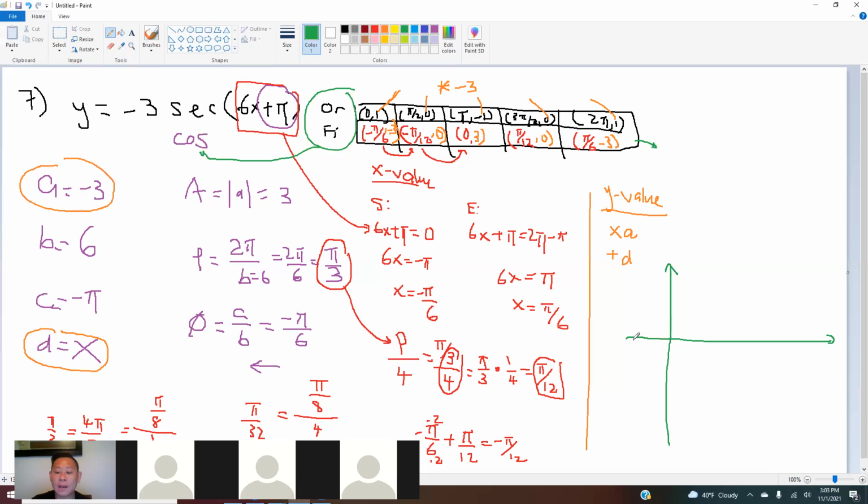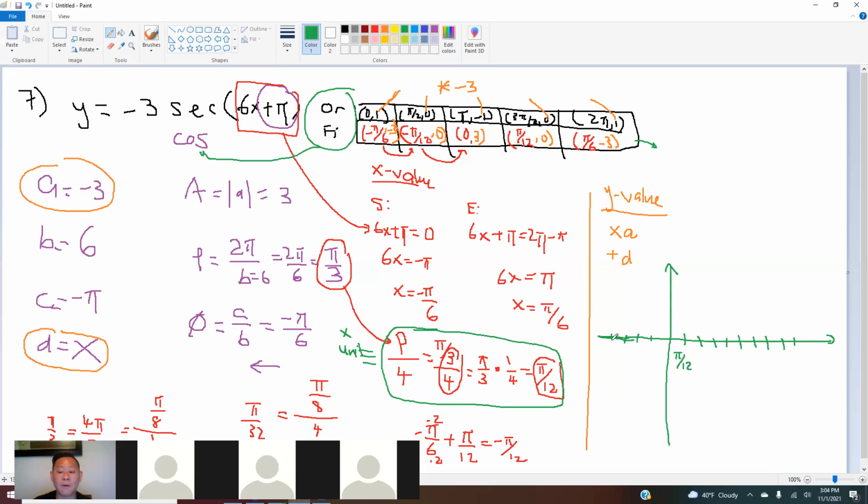So we have now, this is something I want to point out to you. The period over 4 that you find here is actually your unit for your x unit. What does it mean by x unit? That means how you determine your x unit is determined by this period over 4. So every single one of these units is pi over 12.